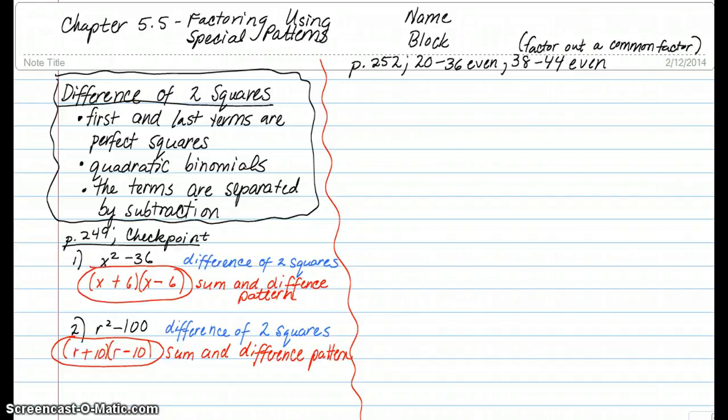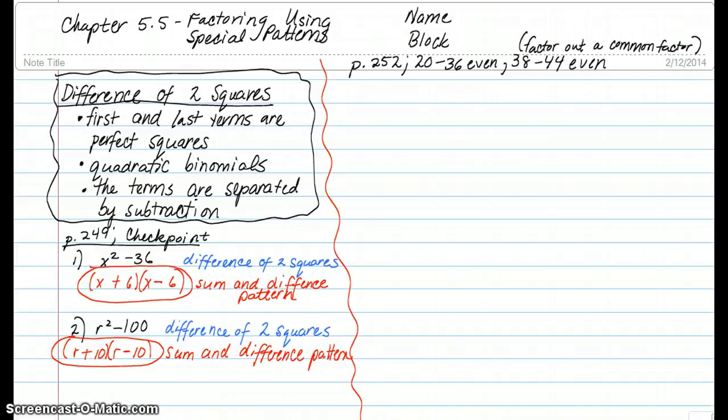For number 2, r squared minus 100, the difference of two squares, the square root of r squared is r, so that's your first term in the binomial. Square root of 100 is 10, so that's your second term in each of the binomials. In order for the middle term to go away, it has to be plus minus, so it's going to be r plus 10 times r minus 10. The difference of two squares factors to a sum and difference pattern.